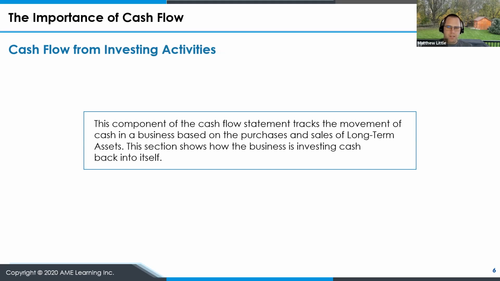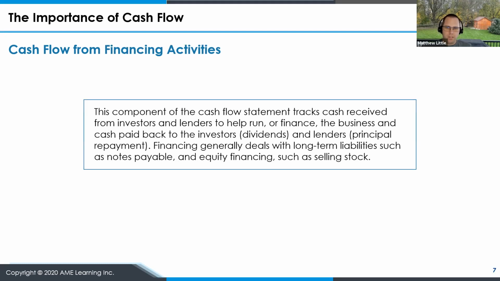Investing activities is typically tracking the movement of cash in the business based on movement, whether it's purchase or sale, of long-term assets. Okay, so it's how is the business investing cash back into itself? And just to summarize, the financing component then is how is cash received or paid back to lenders, whether that be banks or shareholders, whatever that might be. And it typically deals with long-term liabilities such as notes payables, equity financing, such as stock.